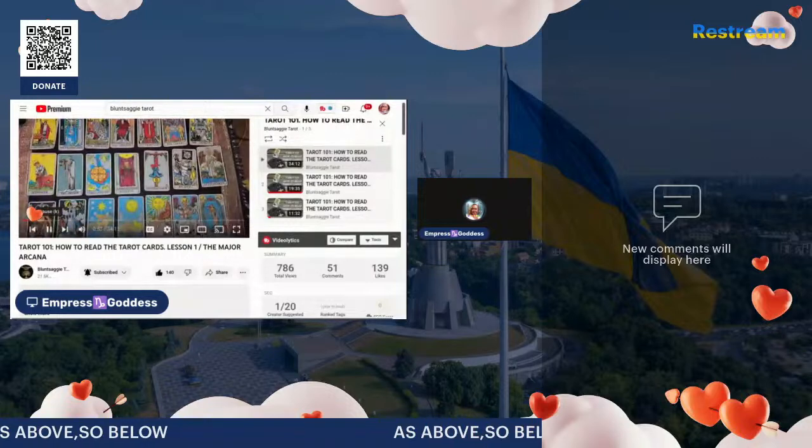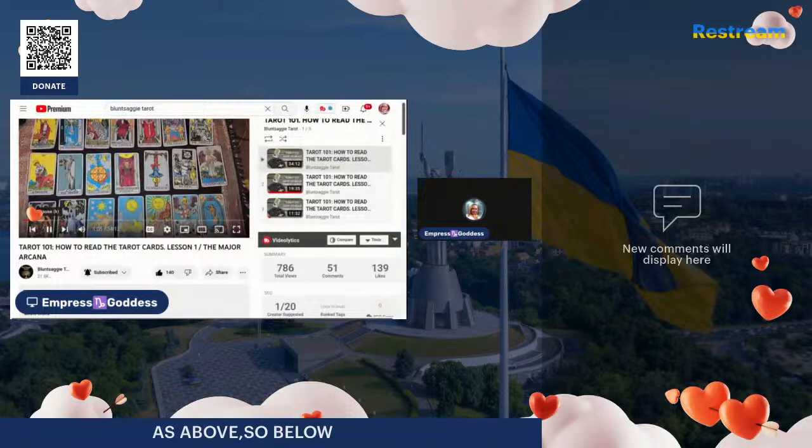So I've decided to start with the major arcanas, and then we'll move into the court cards. Then we're going to go into the suits and what each card represents. And then I'll do one final video on layouts: how to interpret the cards together, how to match them, how to read them, how to get your intuition into it.